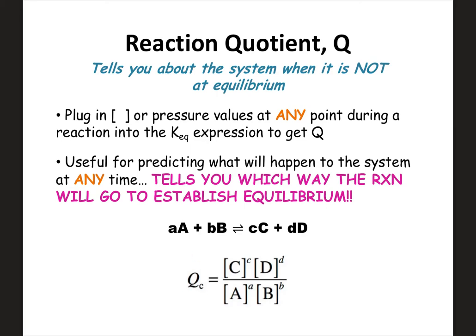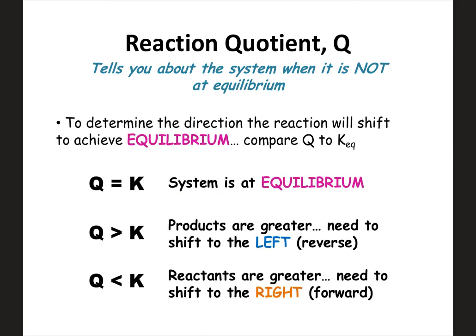This is very helpful because it will tell you at any point in a reaction which way the reaction is going to shift in order to reach that equilibrium state. If you have some concentrations or pressures that aren't at equilibrium and you're not sure which way the reaction needs to go to get to equilibrium, this is very important to figure that out. To figure out which way the reaction will go, you just have to compare Q to your KEQ value for that particular reaction.